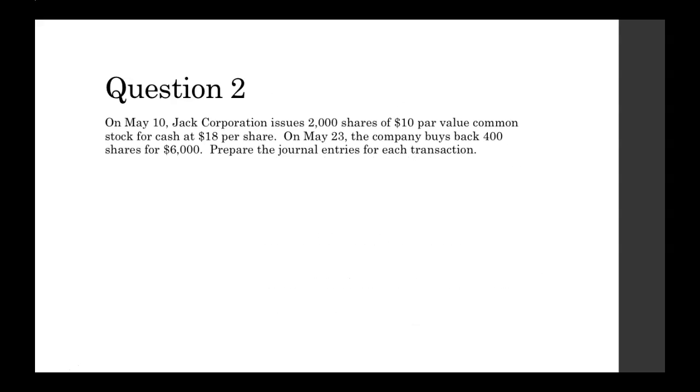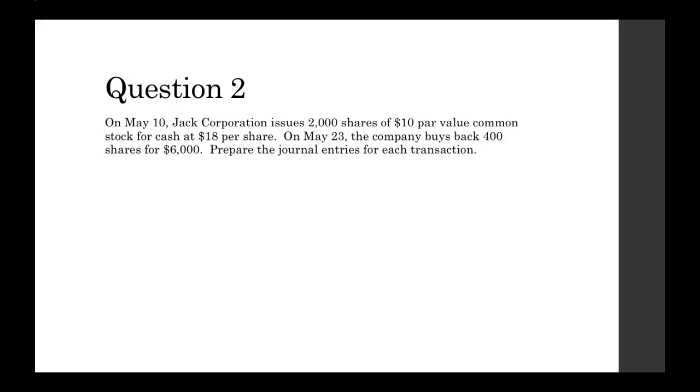So now let's talk about this next question. It says, on May 10th, Jack Corporation issues 2,000 shares of $10 par value common stock for cash at $18 per share. On May 23rd, the company buys back 400 shares for $6,000. Prepare the journal entries for each transaction.